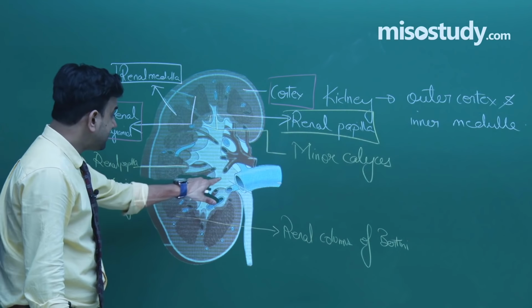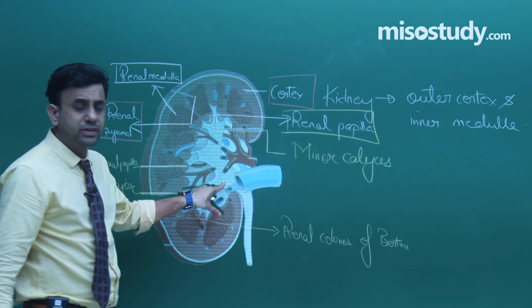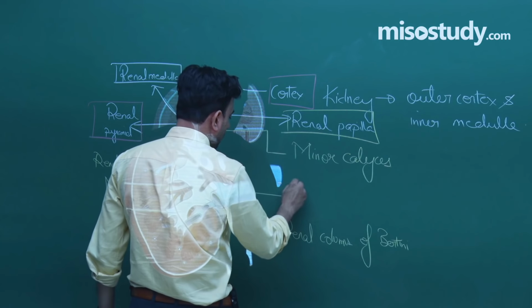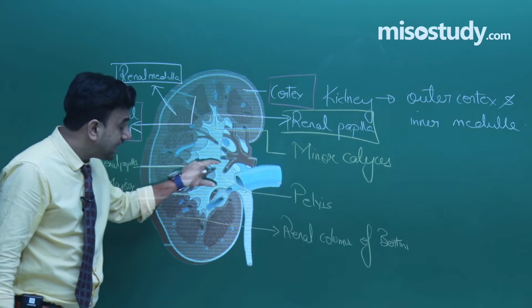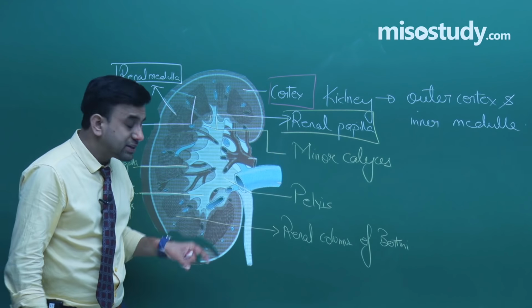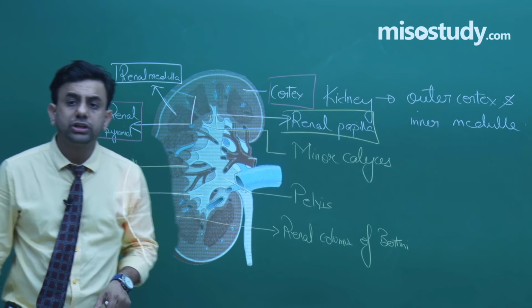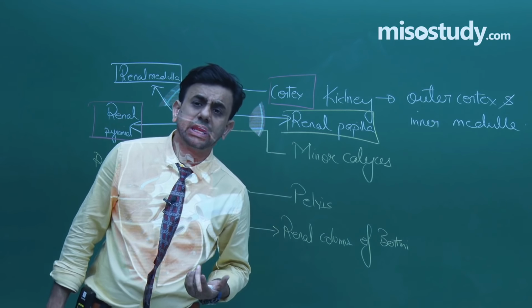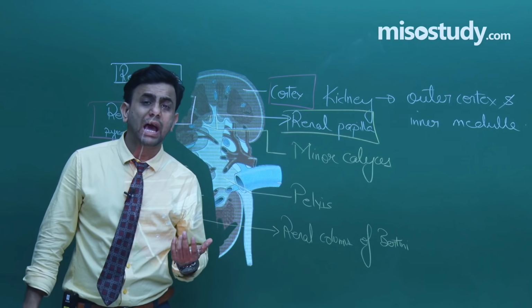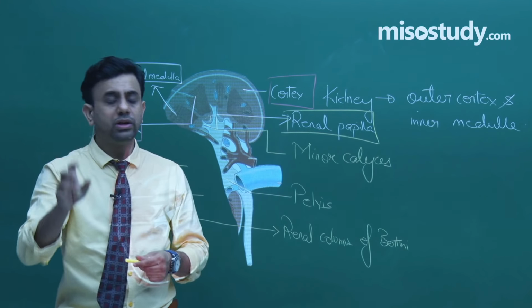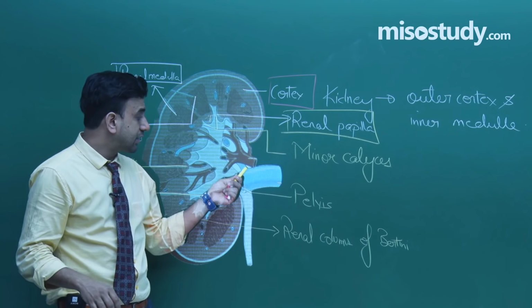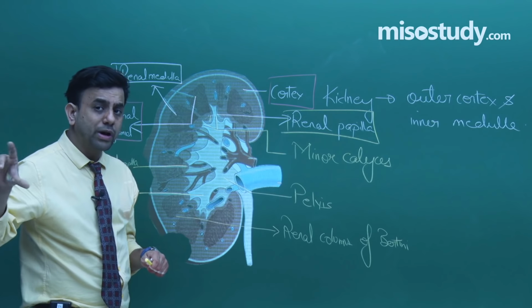Okay, this is the pelvic region, the pelvis of the kidney, right? And this pelvis is placed at the notch or the hilum. What is the hilum of the kidney? The hilum of the kidney is that portion of the kidney, the concavity part, where all the vessels, the renal artery and the renal vein, come or enter the kidney.